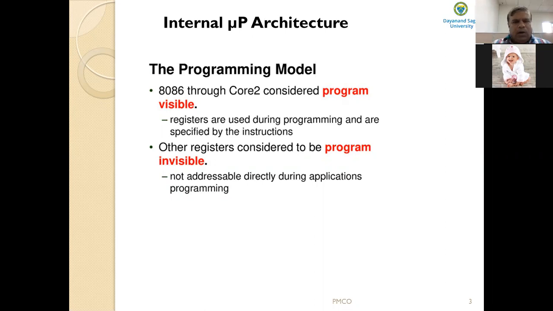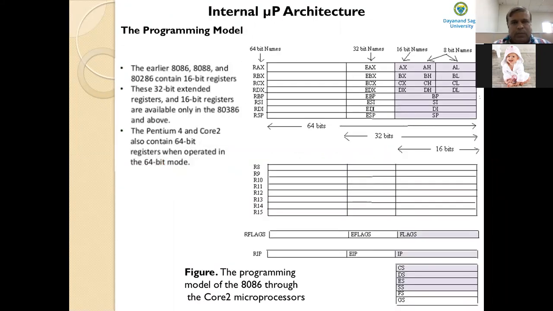So in the programming model, we have the program visible registers as well as the program invisible registers. Only 286 and above microprocessors contain the program invisible registers, whereas the 8086 and 8088 microprocessors contain only the program visible registers. So observe the diagram here. This figure shows the programming model of the 8086 through the Core 2 microprocessor.